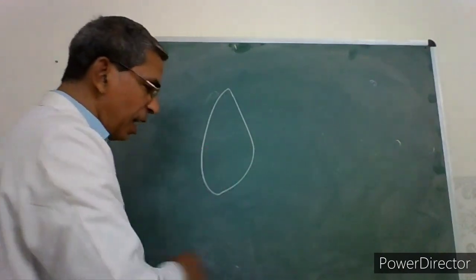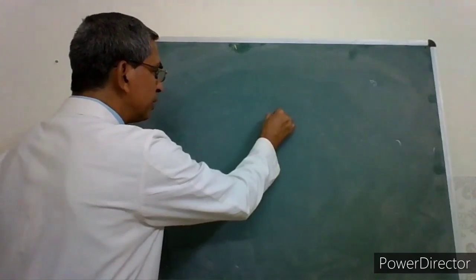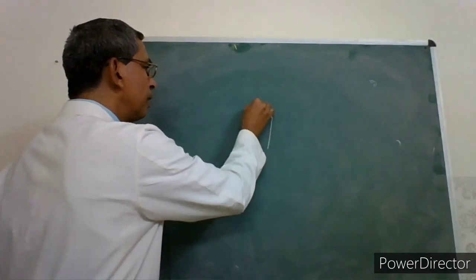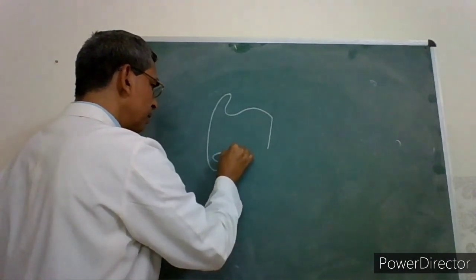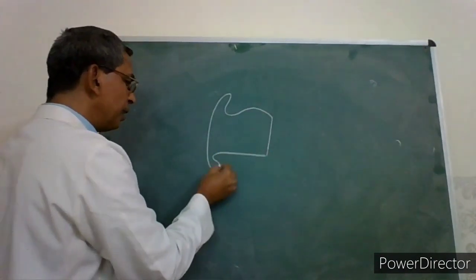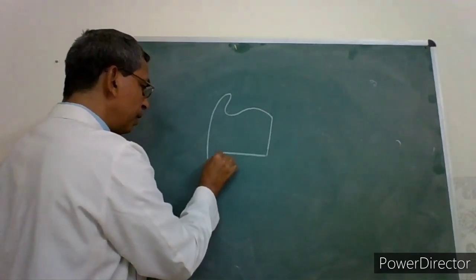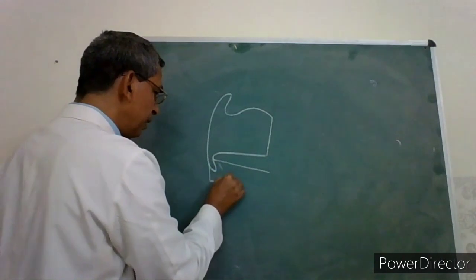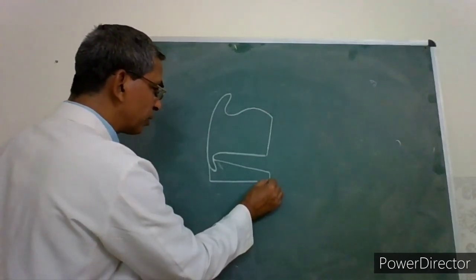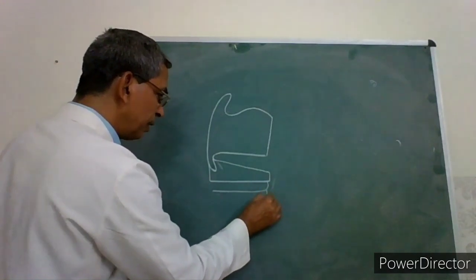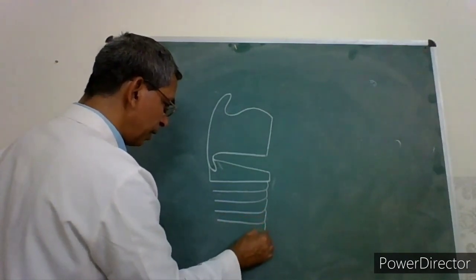First is the apex here. The apex extends up to the oblique line of the thyroid cartilage. So look here, this is the thyroid cartilage, and this is the cricoid cartilage, which articulates with the thyroid cartilage here. And these are the tracheal rings: first ring, second ring, third ring, fourth ring, and the fifth ring.